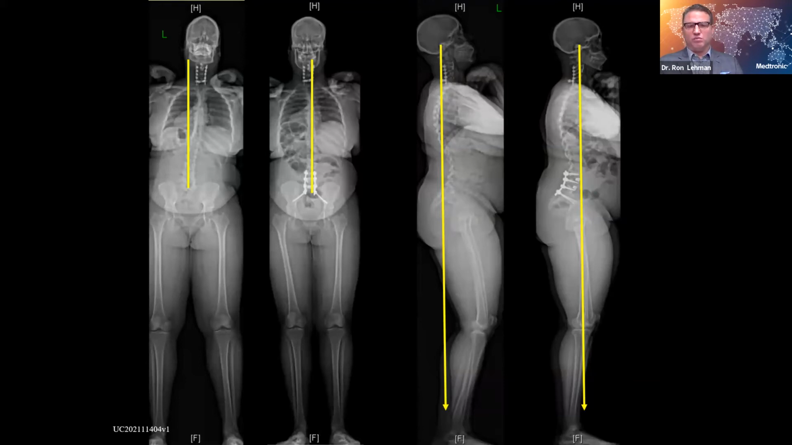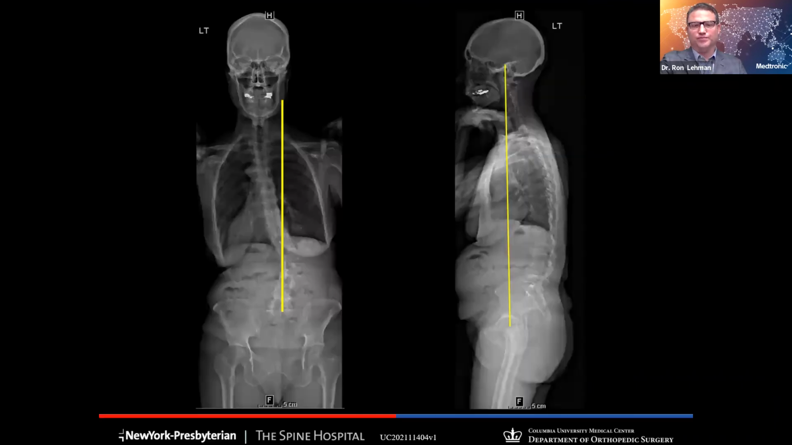We certainly know that if we do a really poor L4-5 surgery here or an L4-S1 surgery, she's going to end up with surgery at L3-4, probably within the year, if not two.